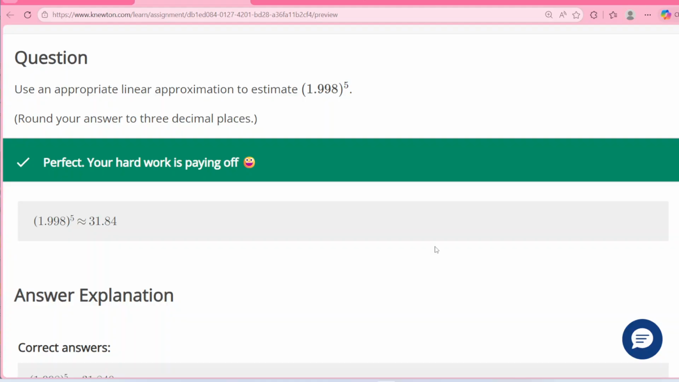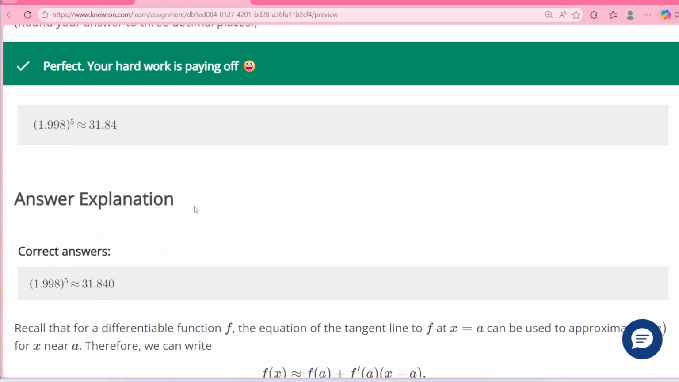And then after you submit, you should be given some sort of green or red banner, whether or not you got something correct or incorrect. And then beneath that, an answer explanation. I'd highly recommend reading through the answer explanations, whether you're right or wrong.